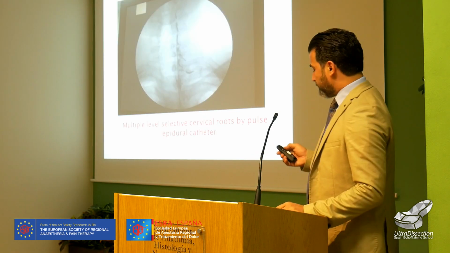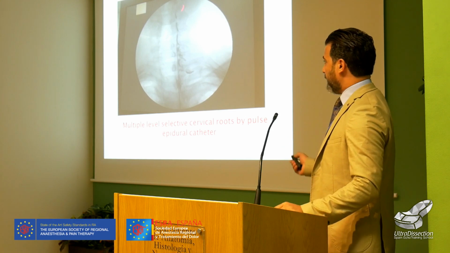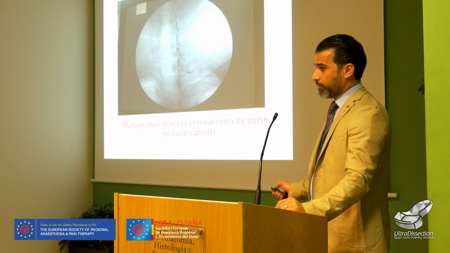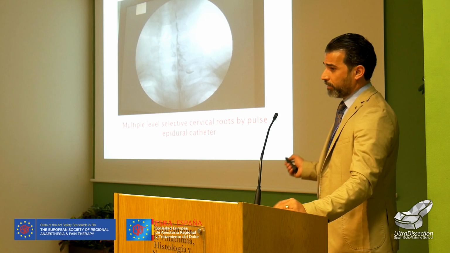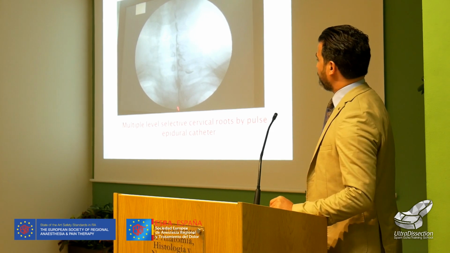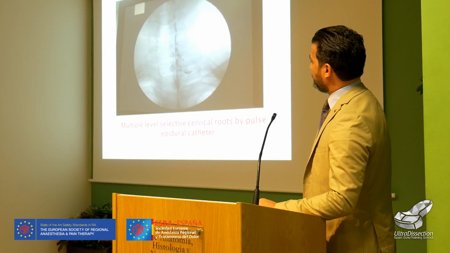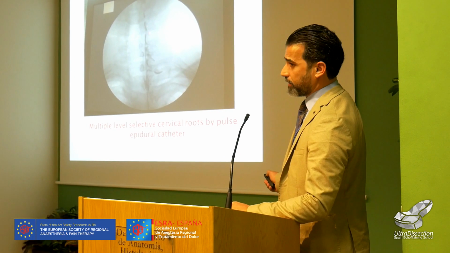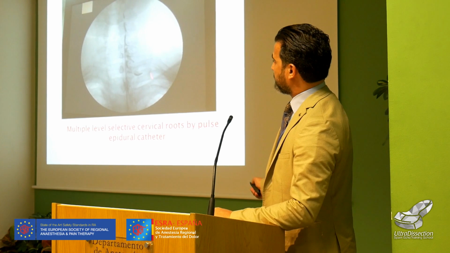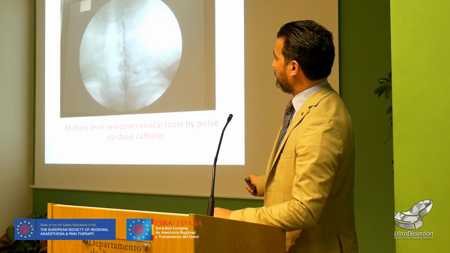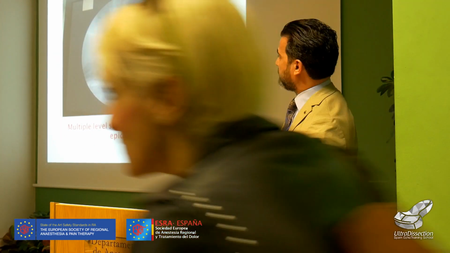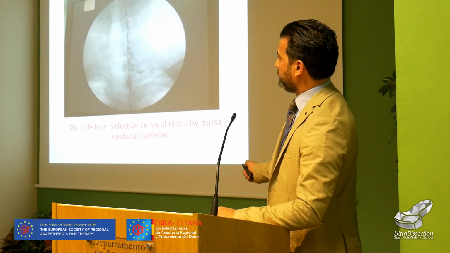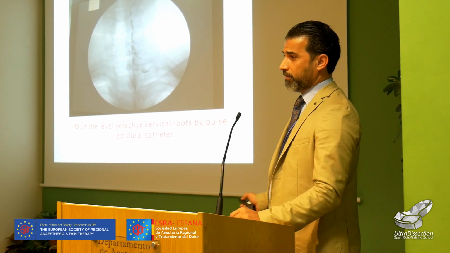So this is from my work. I'm using the catheter. This is the multiple level selective cervical root. I use it for multiple levels, or sometimes for spinal cord stimulation. You can see the catheter here, and you can see the roots. It's a selective root. You can see here this is the T1 root, C8, C7, 6, 5, 4. So I reached the C4 root by a single injection here.